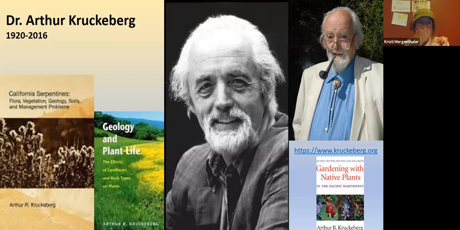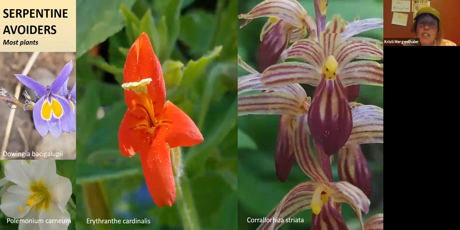So Kruckeberg made a classification of how plants respond to the special soils of serpentine. And of course, most of them don't grow on serpentine. It's too rough. So many of our beautiful plants don't grow on serpentine. There's a different Downingia that also grows in the vernal pools around where I live.